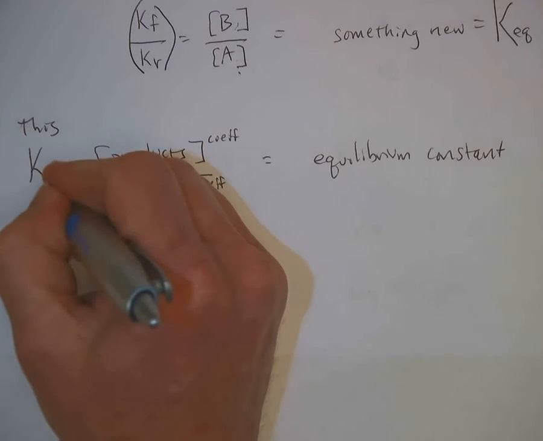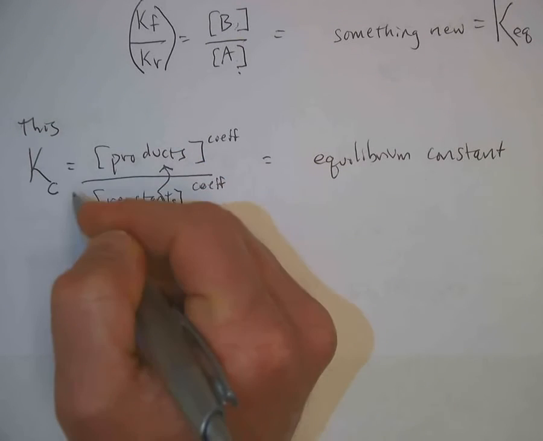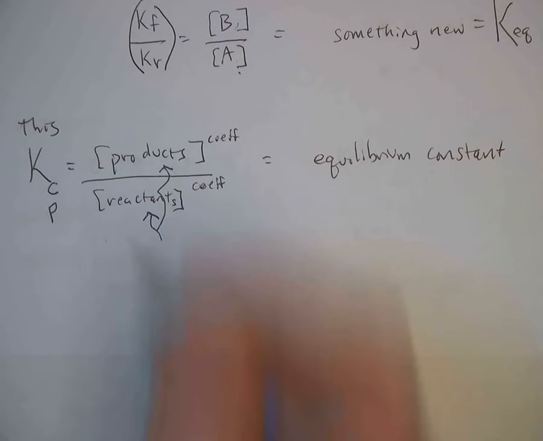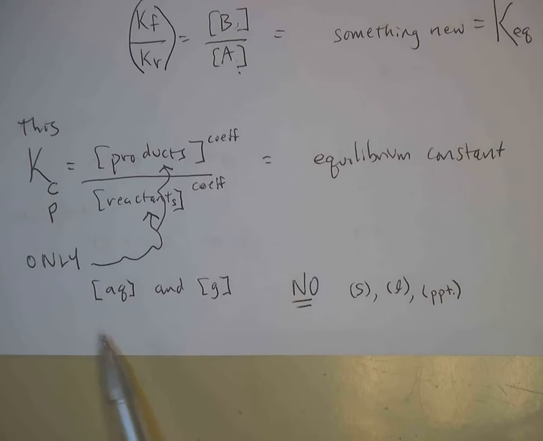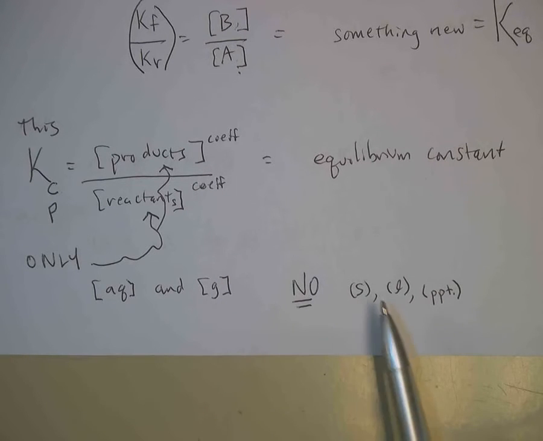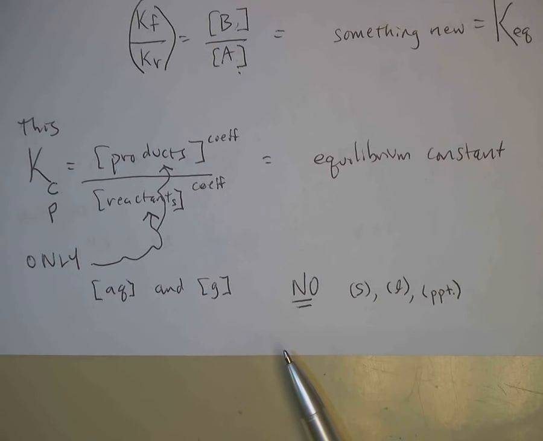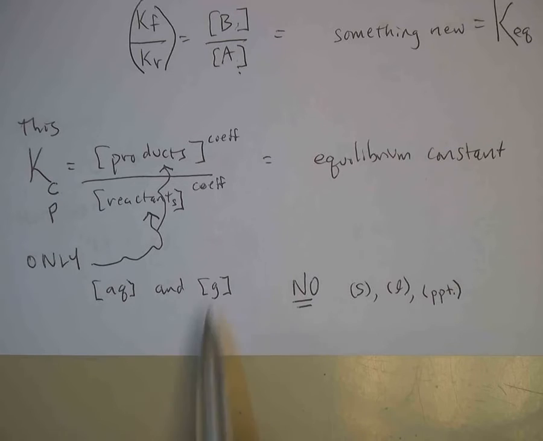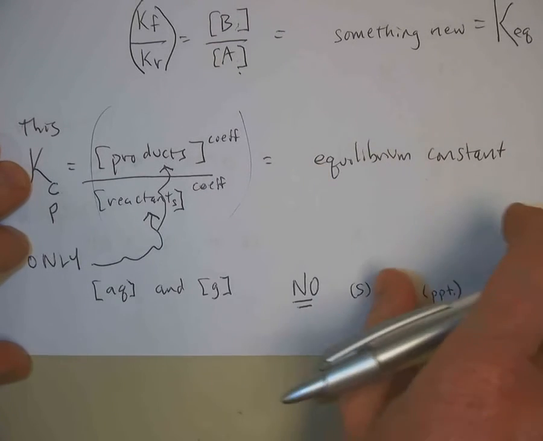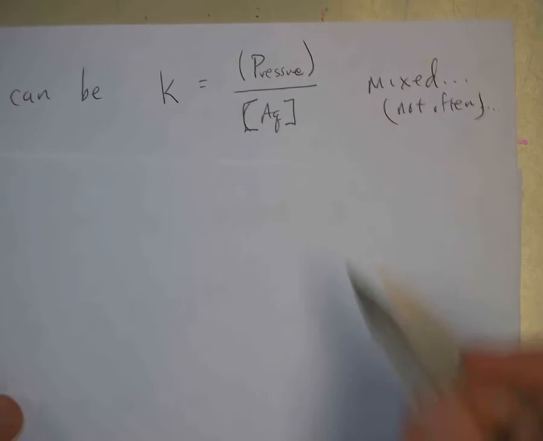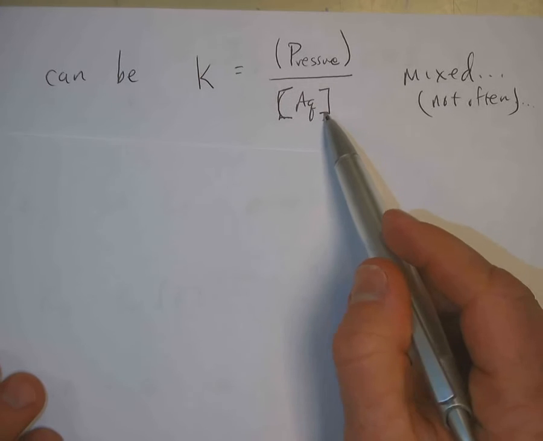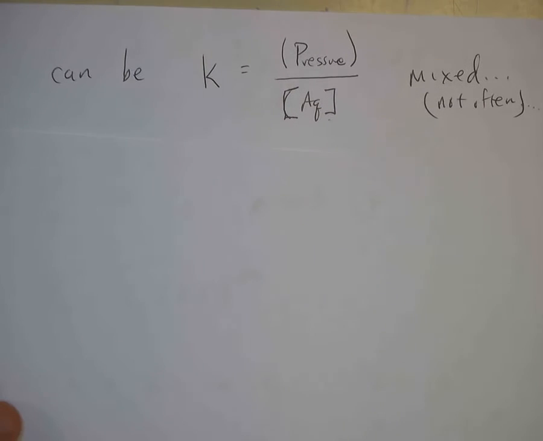If it's in terms of concentrations, we usually put a little C down below here. If it's in terms of pressures, we usually put a little P down below here. But as we've seen before, sometimes it's a mix of concentrations and pressures. Remember, for products and reactants, you can only put in aqueous things and gaseous things. You cannot put in pure solids, pure liquids, or precipitates. These things cannot fit in there because they don't have concentrations or pressures. Only things that are aqueous or gaseous go into the equilibrium constant expression. K can be a mix of pressures and aqueous concentrations. Not often, but we saw one in Chapter 20.